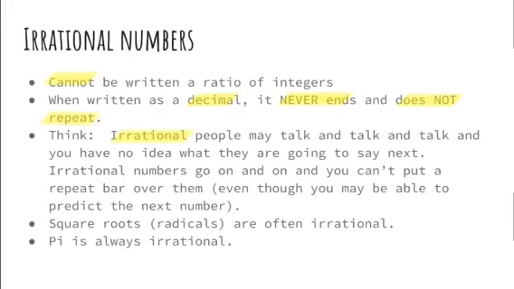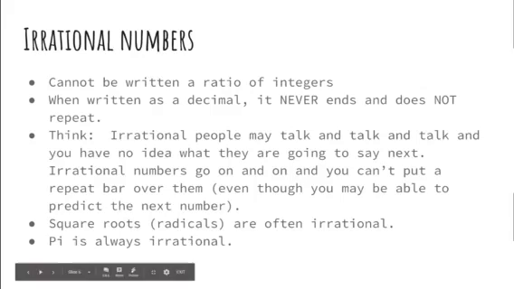All right. When you take a square root and turn that into a decimal, often, not always, but often, square roots are irrational, and pi is always irrational. Pi goes on forever and does not repeat. So let's see some examples of irrational numbers.